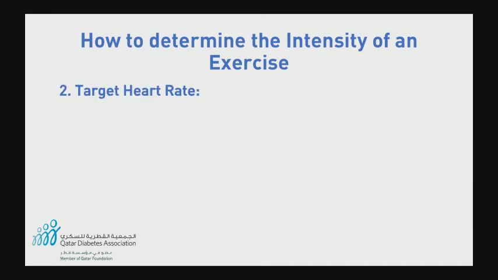And the other one is called the target heart rate. This needs a little bit of calculation, and it's done like this. If you subtract your age from 220, you will get something called the estimated maximum heart rate. That means according to your age, this is the maximum heart rate that you could reach. For example, if your age is 50, 220 minus 50 is 170. That means that the maximum of your heart rate is 170 beats per minute. But we don't want to reach that maximum heart rate.